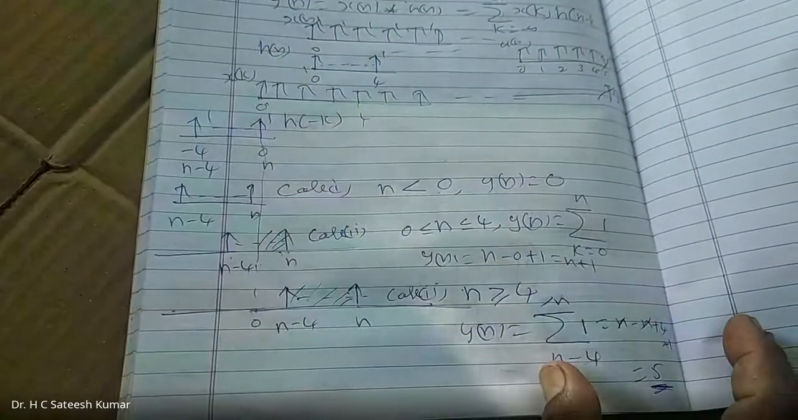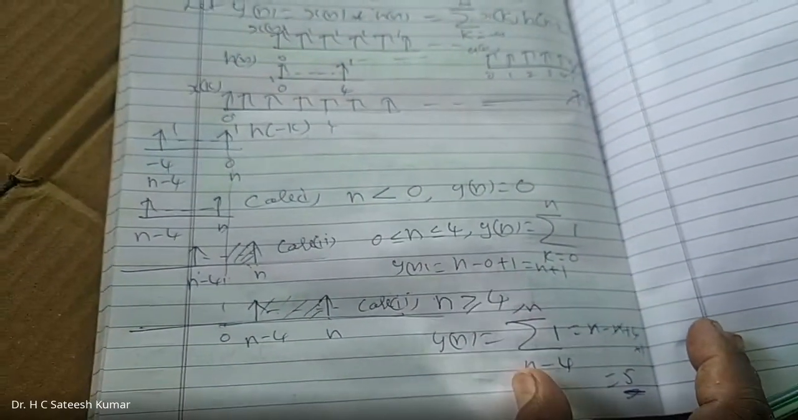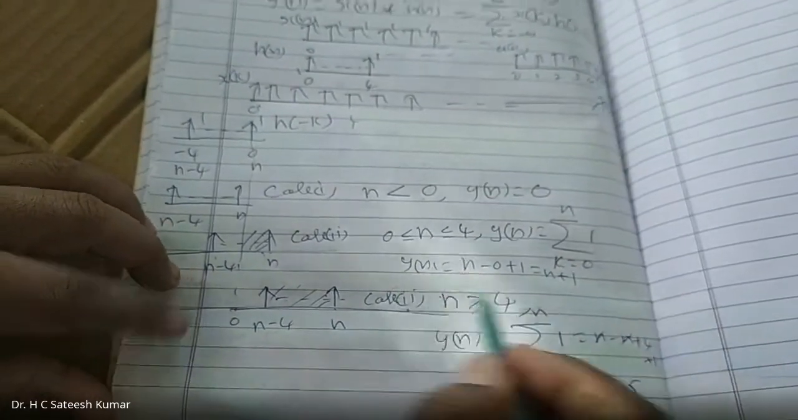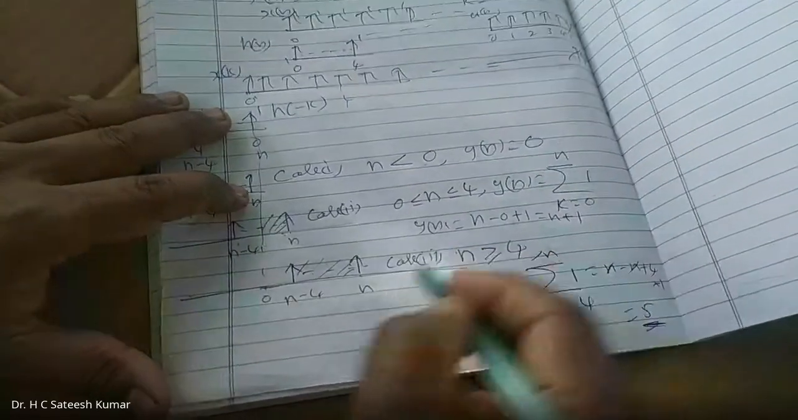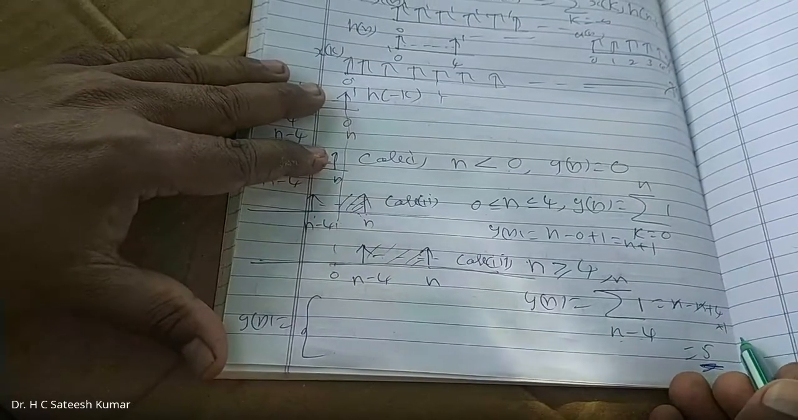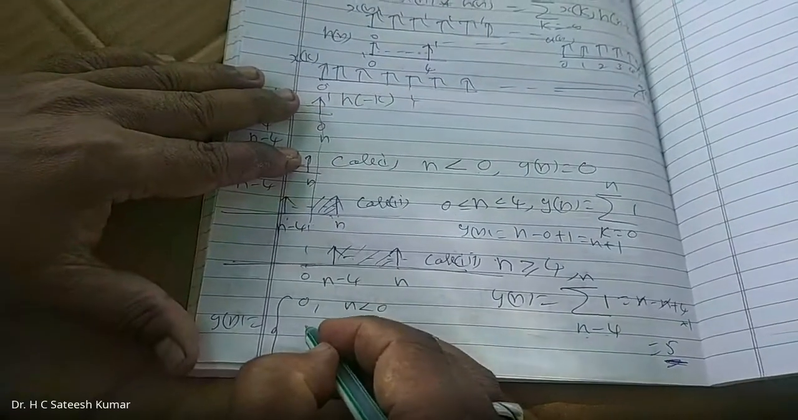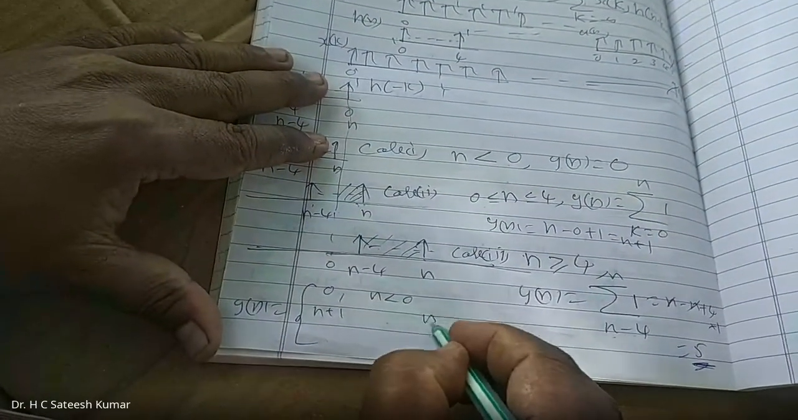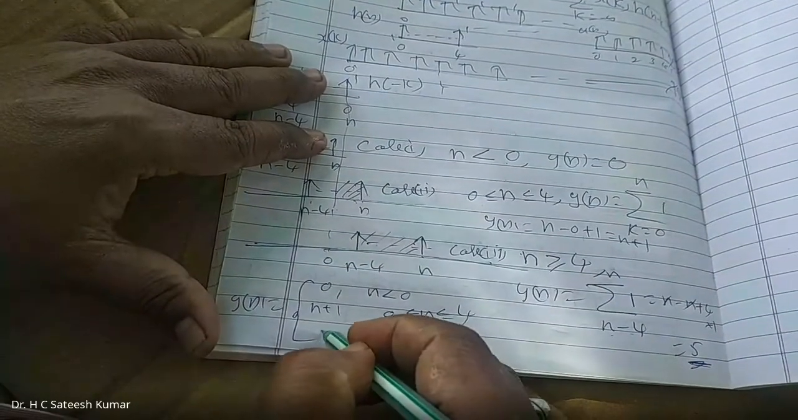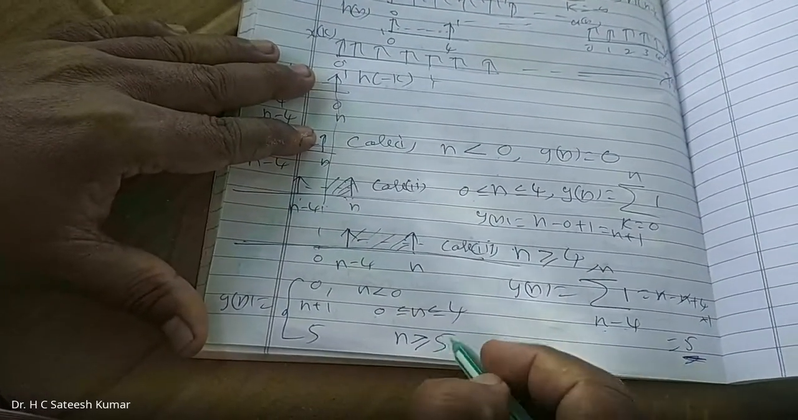So therefore, what we can understand here is when all the elements get overlapped, we can count the elements and give the answer. That's how we should do it. Right? So that's it. Only 3 cases we have. Third case this is. So y of n is equal to 0 for n less than 0, equal to n plus 1 for n lies between 0 to 4, and equal to 5 for n greater than or equal to 4.